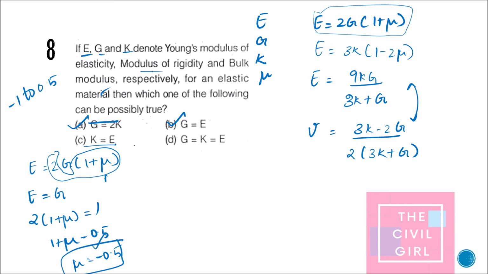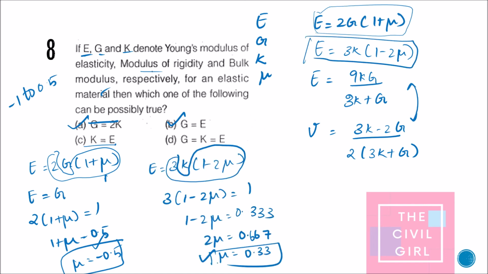Let us come to option C. Let us take the second relation into account. This is also possible because it lies within this limit. Therefore, C is also possible. Next, G is equal to K is equal to E. This one is not possible. So these two options are possible.